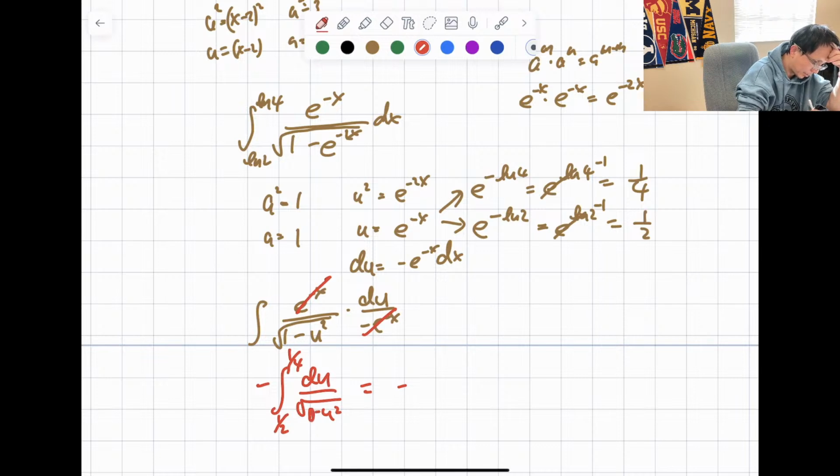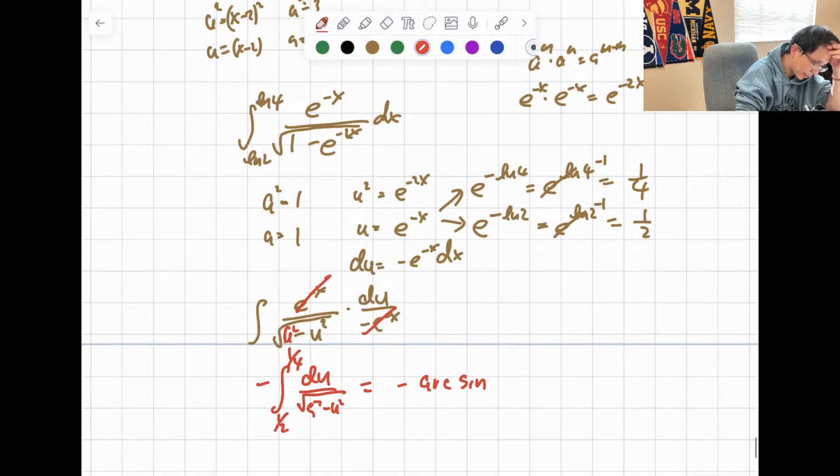This is a square, so a squared minus u squared. A is a constant, 1. So it's arc sine. You have to flip the bound. No, I don't need to flip it down, because 1/2 and 1/4. Yeah, I'll flip later.